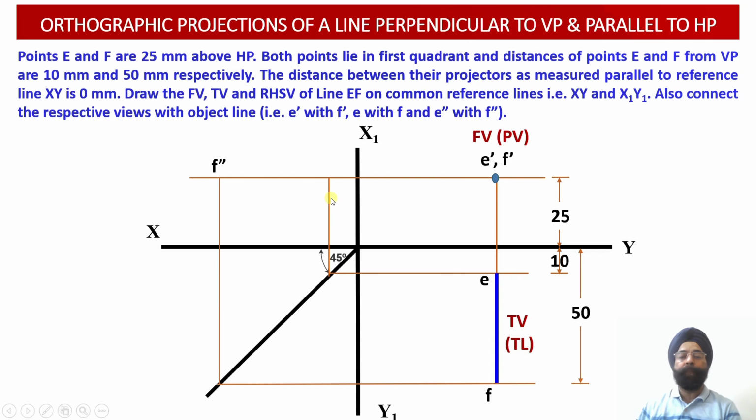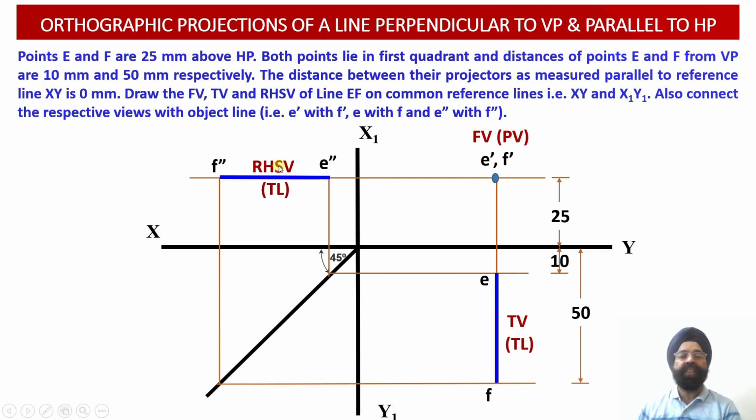Now this vertical projector will be extended in the profile view till it intersects with the horizontal construction line which has been drawn through the point E dash in the front view projection. So point E double dash will be located over here. So having located and identified points E double dash and F double dash in the right hand side view projections, we can join E double dash with F double dash, and we will find that this distance E double dash F double dash also happens to be the true length.